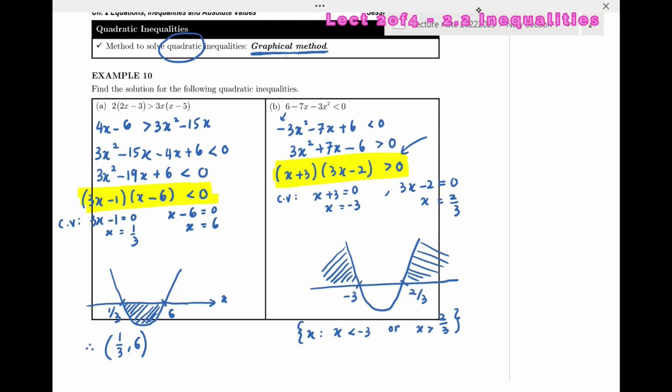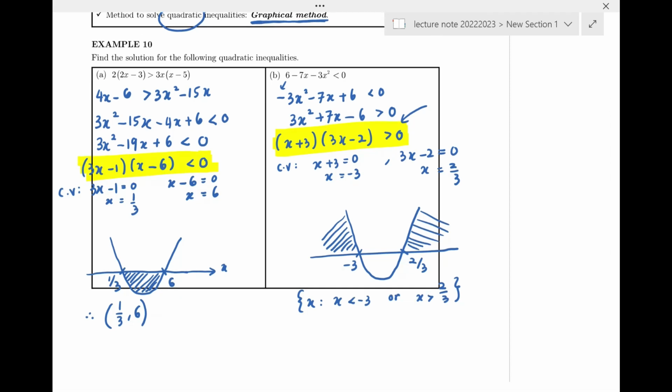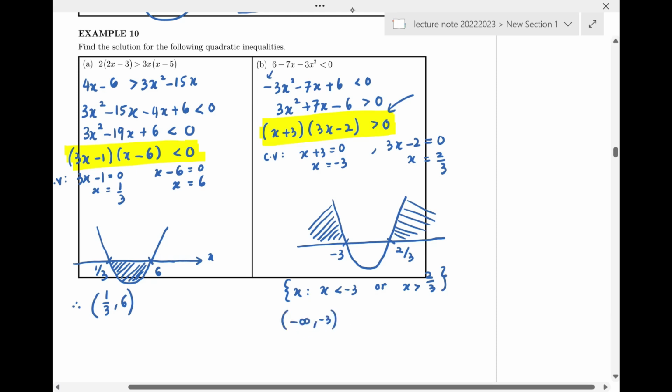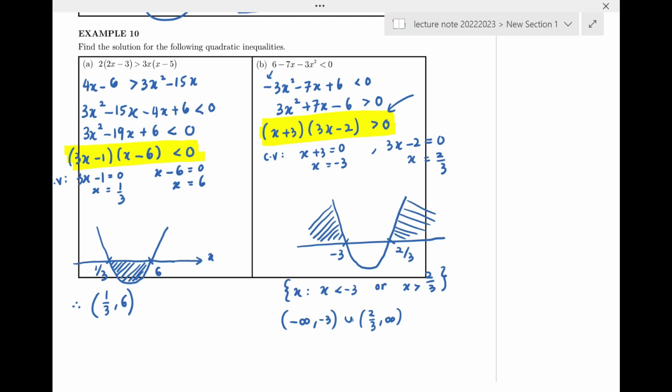And then we are done. So if again we want to put it in interval form, I'll put it for you. The answer will be from negative infinity up to negative 3, both are open. And then the other one is from 2 over 3 up to infinity, both are open. And to combine these two interval answers, we have to put a union. So we are done with solving quadratic inequalities by using the graphical method.